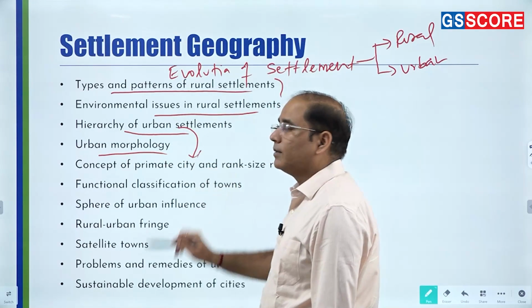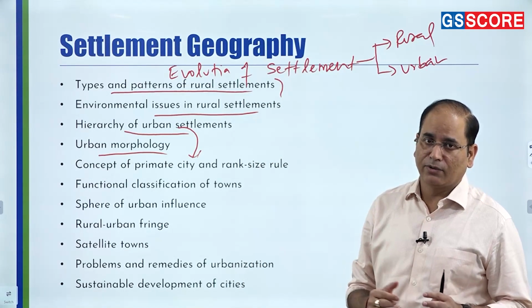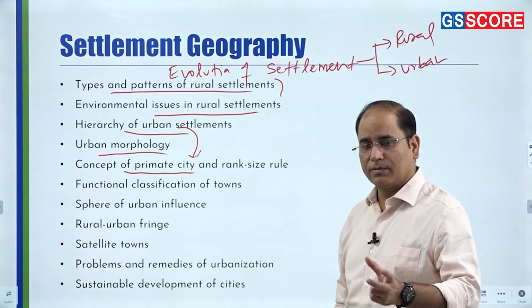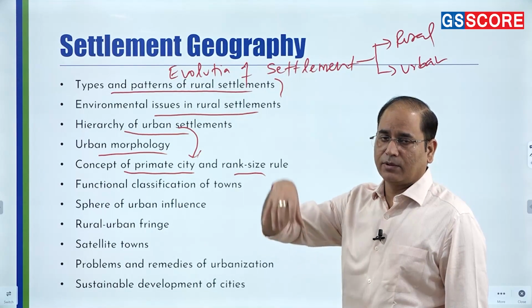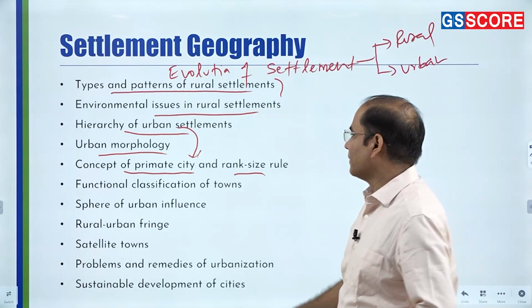Associated with this hierarchy of settlement, we have a different concept. How the hierarchy of settlement grows, it does not grow randomly, so there are many concepts. Two very important concepts are the primate city and the rank size rule. Primate city talks about primacy, and the rank size rule divides the cities into different rankings.